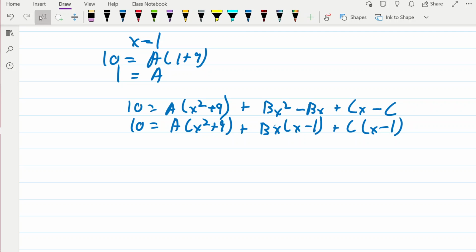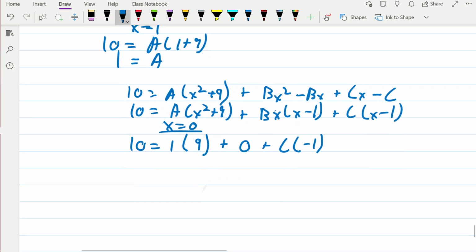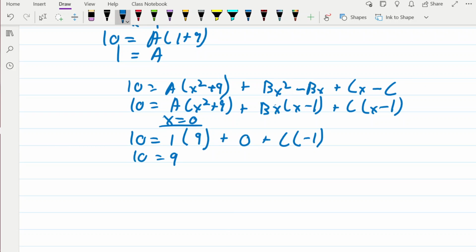Okay, so if we set x equal to 0, we will be able to get rid of the bx, and we should be able to solve for c, and we'll just drop down our 1 for a. So we're going to have 10 equals 1 for a, times 9 plus, since x equals 0 right here, this is going to be 0 plus c times negative 1. So we're going to get 10 equals 9 minus c.